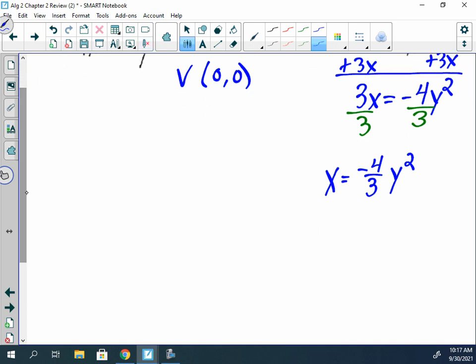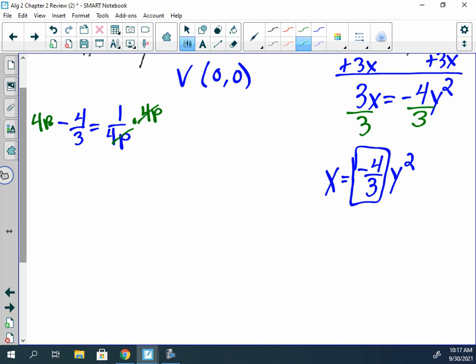That also tells me what? Well, I have the -4/3, yes? So I can set it equal to what? 1 over 4p. Because those are in the same place, that's where I can find the value of p. Now the first thing we can do is multiply both sides by 4p, because the 4p and 4p would simplify, giving me 1.